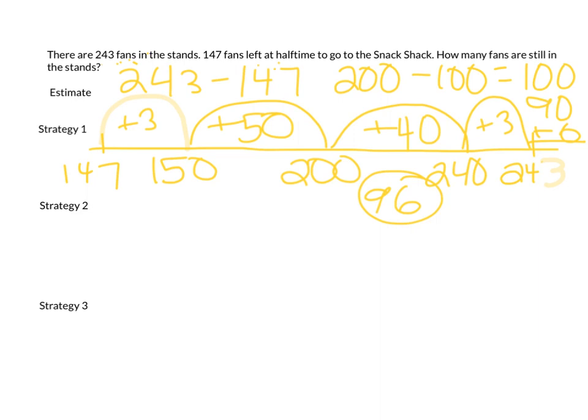You may be thinking, I know another strategy, or there might be another strategy that I could use, and you are correct. So let's take a look at strategy number 2. Let's write the number 243 minus 147. What I could do is actually write this number in what we call expanded form. 200 plus 40 plus 3. I'm going to move this 96 out of the way.